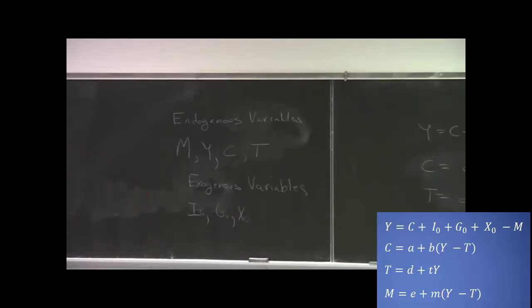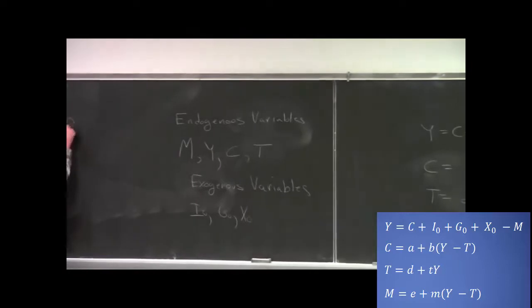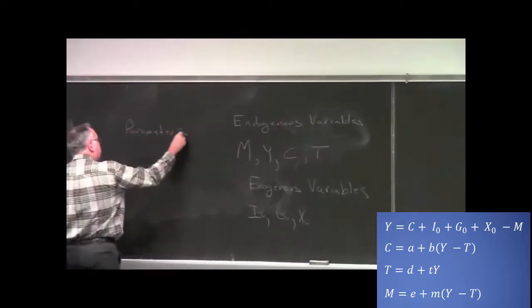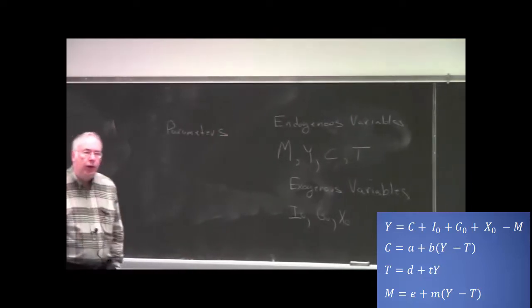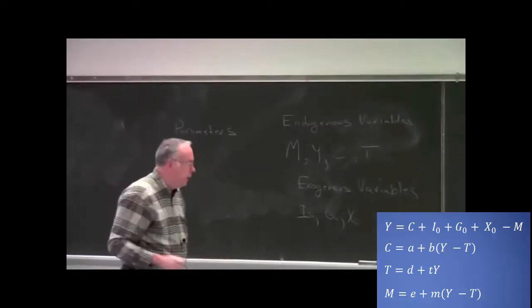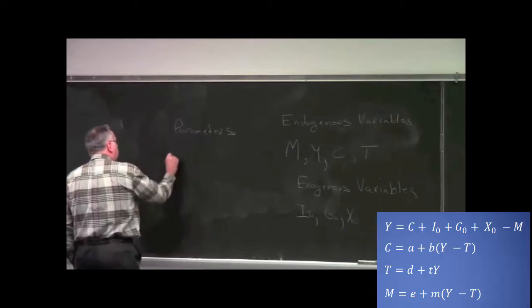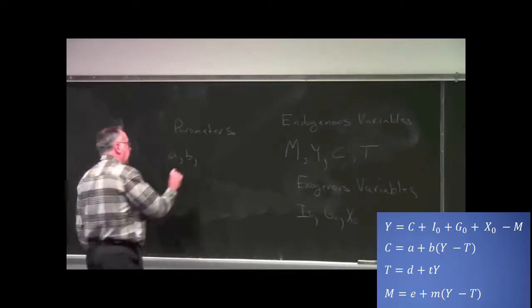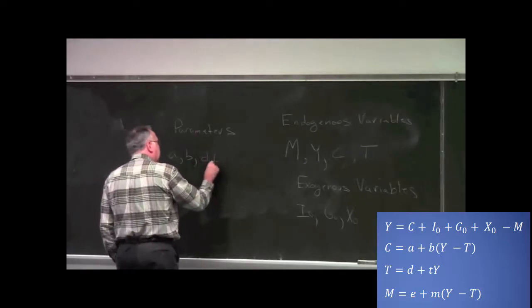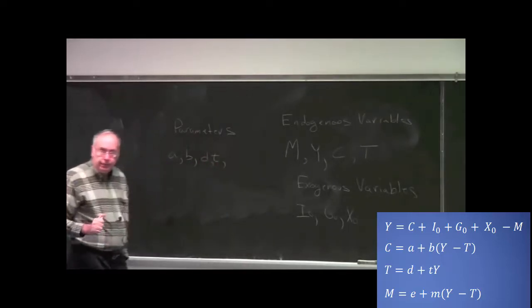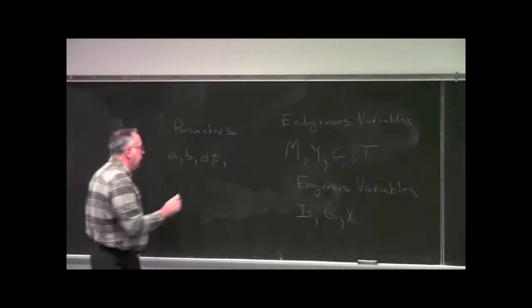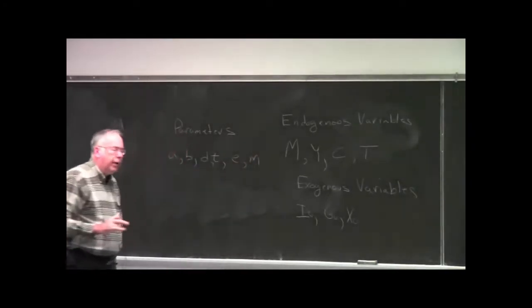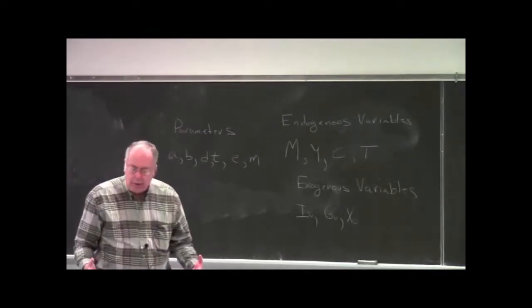And then parameters. What are the parameters? A, B, D, T, little t, E, and little m. Okay. The parameters, all lowercase letters.